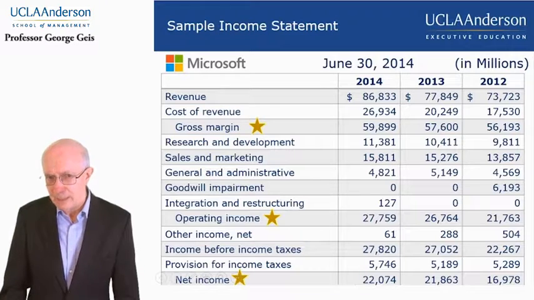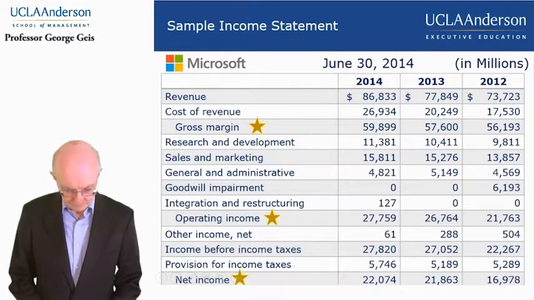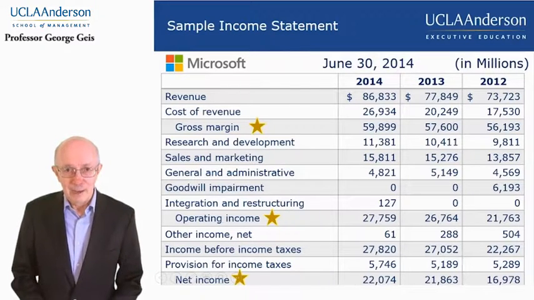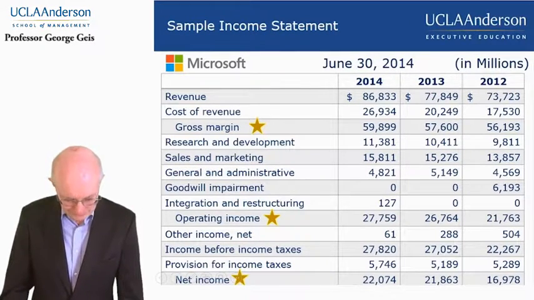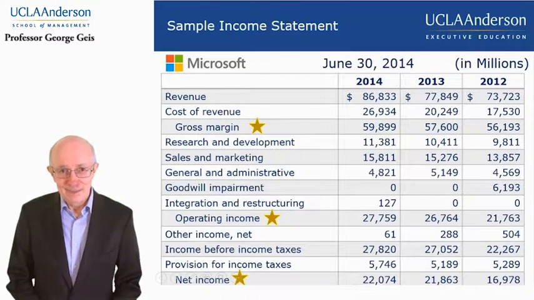Notice that Microsoft doesn't break out a lot of other expenses. This is not in great detail. It breaks out research and development, sales and marketing, general administrative. Those are the big three that it breaks out. Now, curiously enough, if you look at this, you'll notice that sales and marketing is higher than research and development.